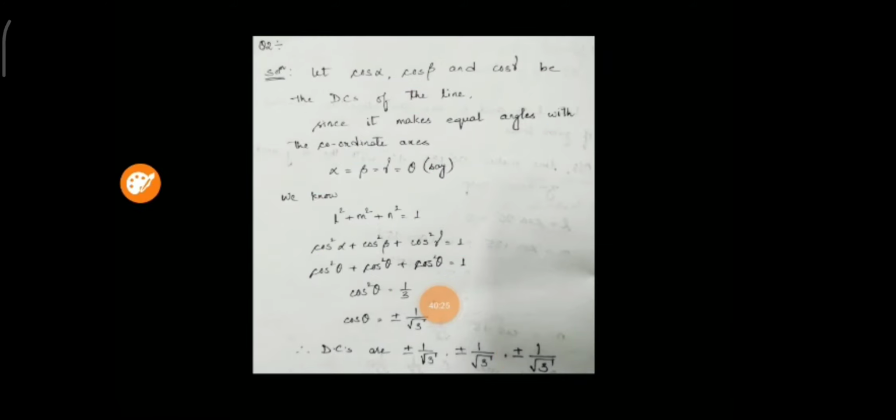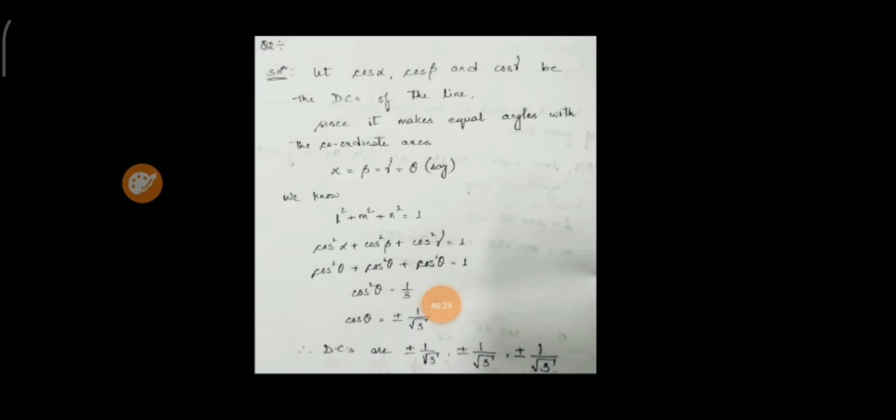Now we know that l square plus m square plus n square equals 1. So I have put this. Now if all the thetas are same, I will put theta, theta, theta for all. That is 3 cos square theta equals 1, so 3 goes on that side, and you can say cos theta is equal to this. So the direction cosines will be plus minus 1 by root 3, plus minus 1 by root 3, plus minus 1 by root 3. Let's move on to question number 3.